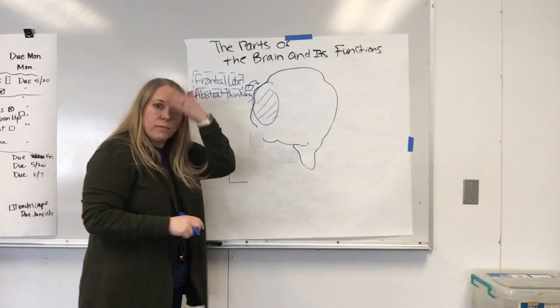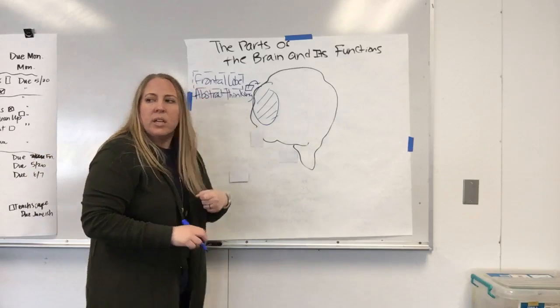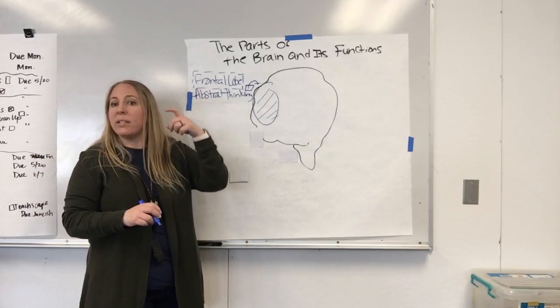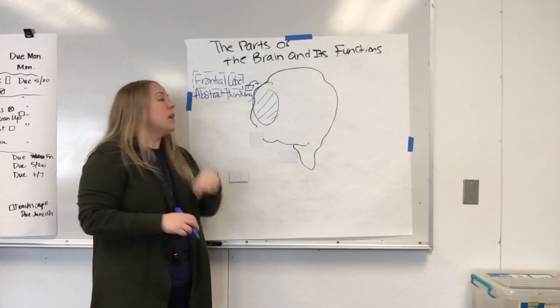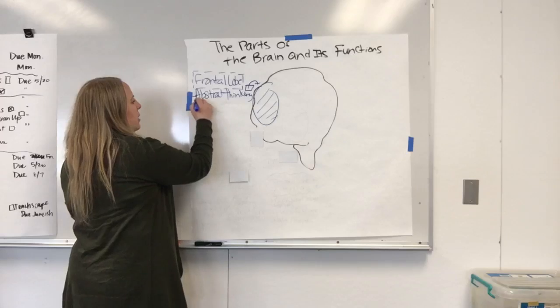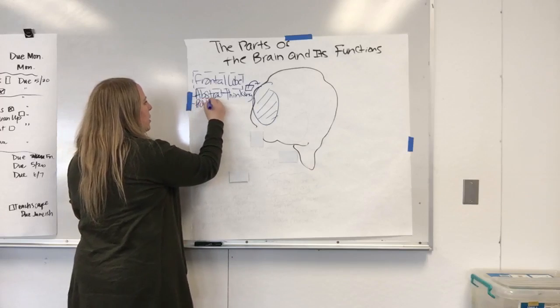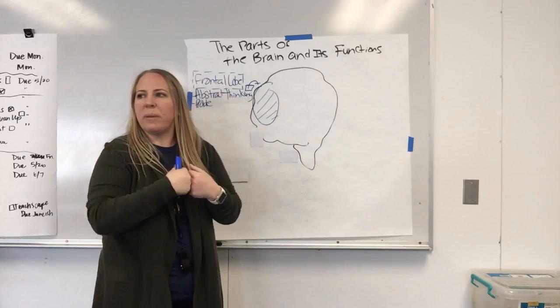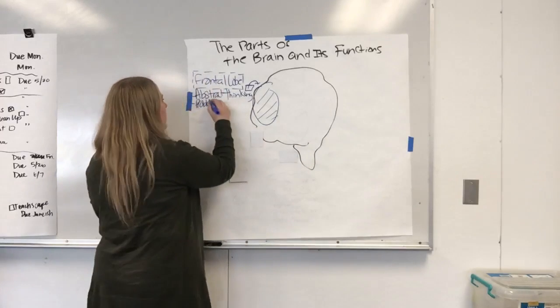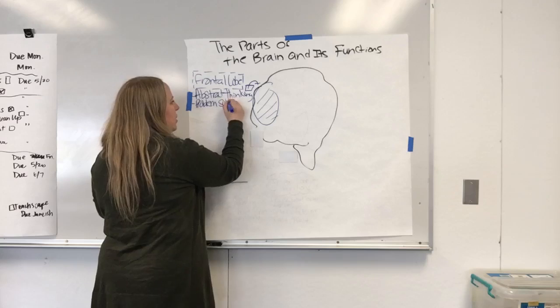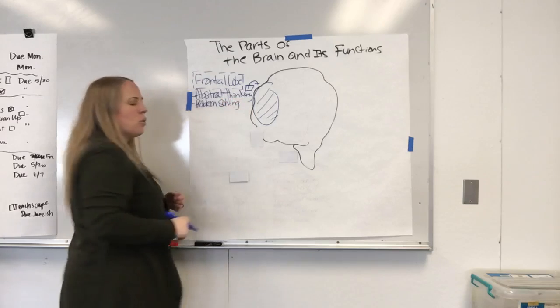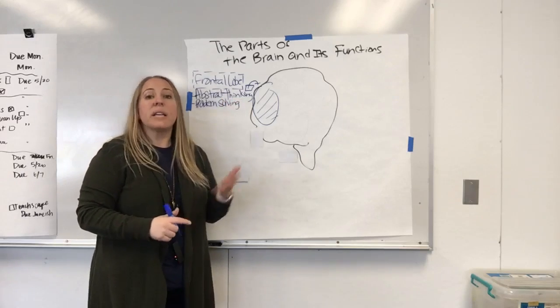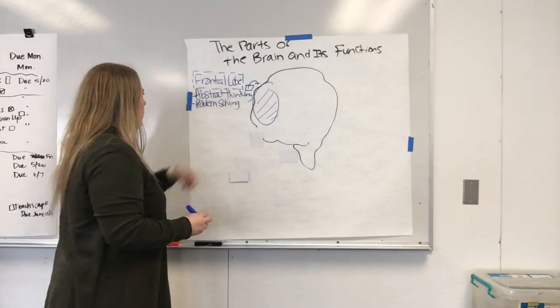Another part of the frontal lobe of the brain. Say brain. Brain. Another part that it's responsible for is problem solving. Everyone say problem solving with me. Problem solving. So those are the skills that you need in order to, if a problem arises, how are you going to solve that problem?